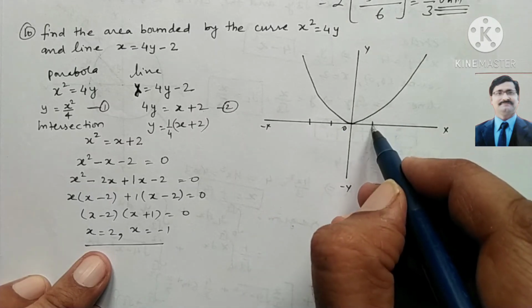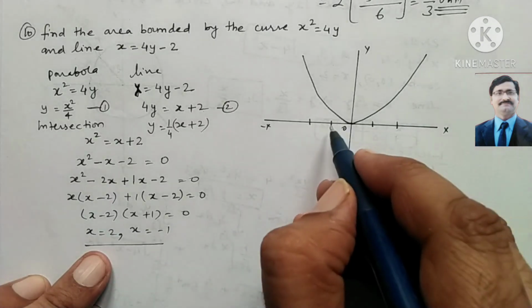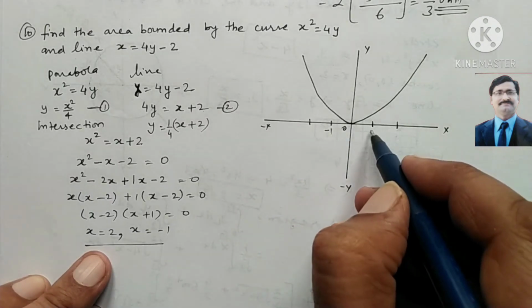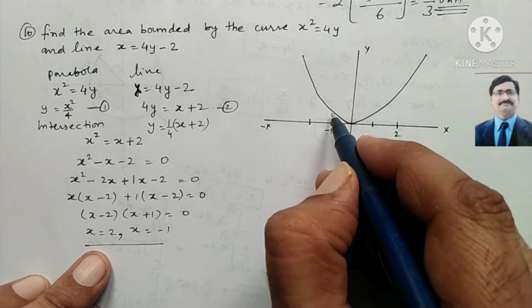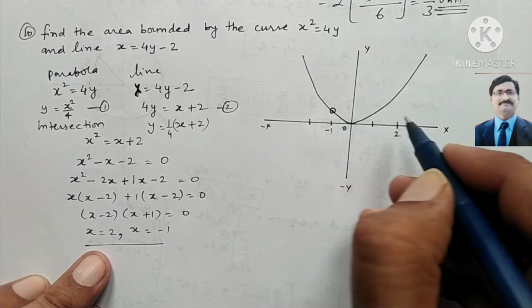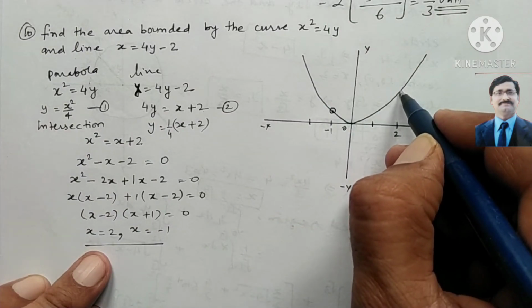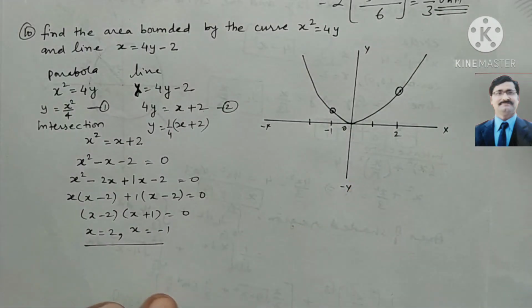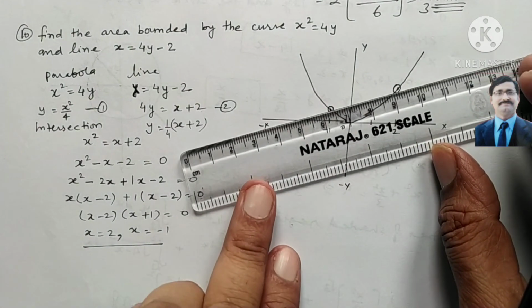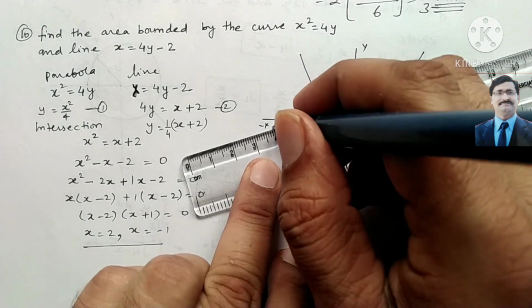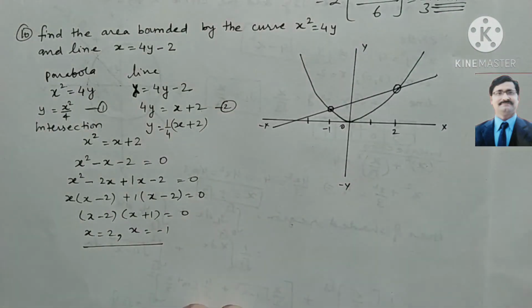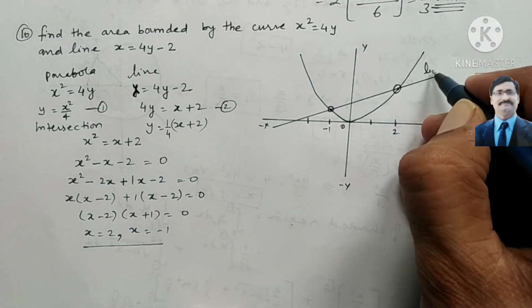So look at the intersection, we have x equal to minus 1, so this is 1 and this is 2. Minus 1 will be here, and x equal to 2 will be here. So the intersection will be at these 2 points, okay. So we will draw this line. These points are actually the intersection of the line and the parabola, okay.